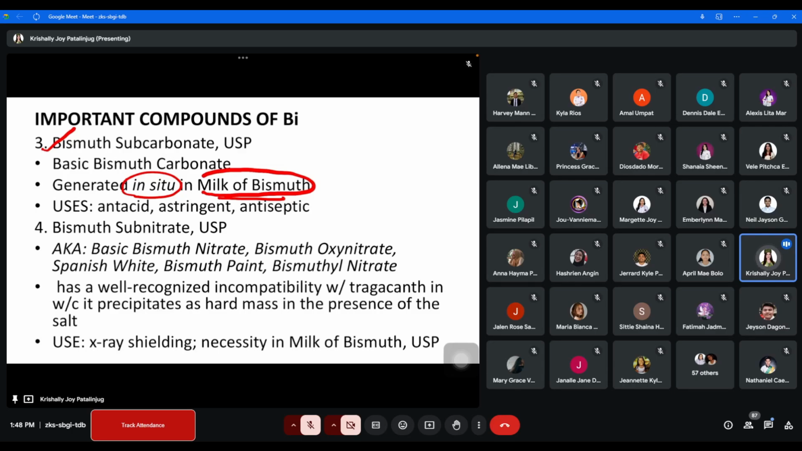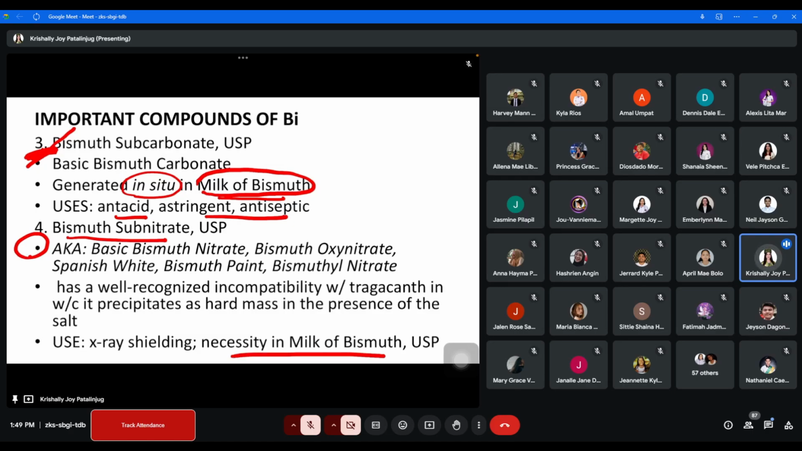Siya na din mismo, si milk of bismuth, ang makapag-generate, alone within that medium. Napoproduce din si bismuth subcarbonate. Potential din, kaya niyang mag-produce ng compound na to. Okay, so antacid, astringent, antiseptic. Bismuth subnitrate. So these are the other names.